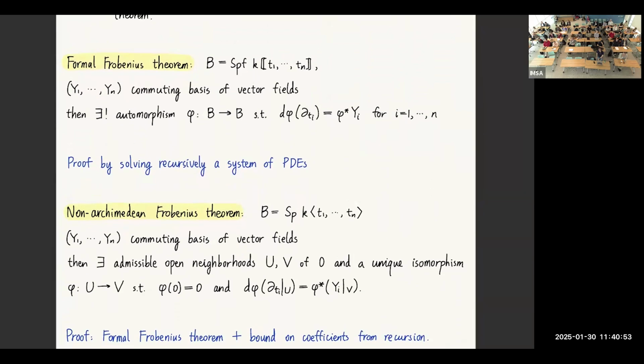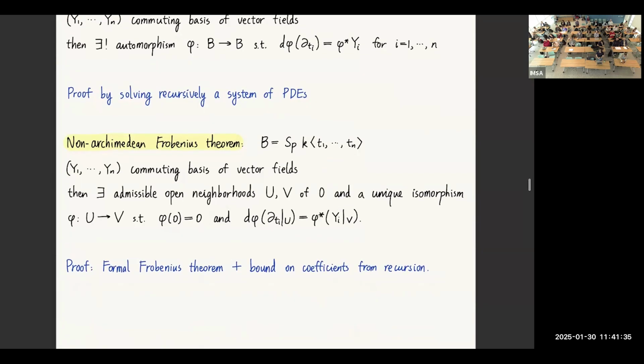So we can show that the Frobenius theorem works also in the non-Archimedean case. Here, we may need to shrink the neighborhood a little bit. So when we have a commuting basis of vector fields, then by shrinking the neighborhood, the vector fields will come from some coordinates. It's the formal version plus a study of the norms of the coefficients: we need to show that the coefficients from the recursive formula don't grow too fast. They can be bounded so we can get a convergence domain.